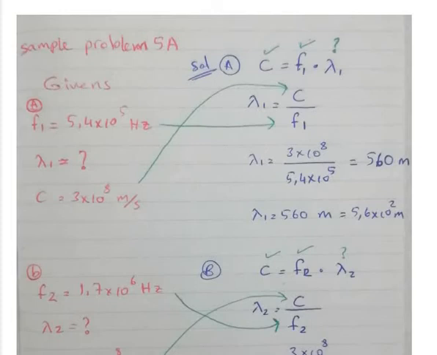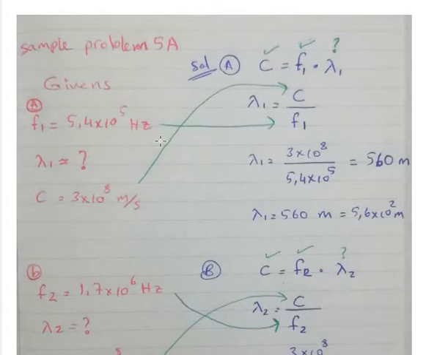So we will start from part A to find lambda 1 for F1, the first wavelength for the first frequency. We have the rule C is equal to F1 times lambda 1. Speed of light is given, frequency is given, wavelength is asked. So in order to find wavelength, we have to change places. Lambda 1 is equal to C over F1, speed of light over frequency. As we talked about in the notes before, if wavelength is asked, we have to change the place of the rule.